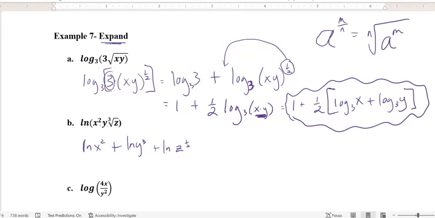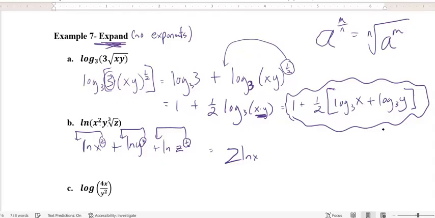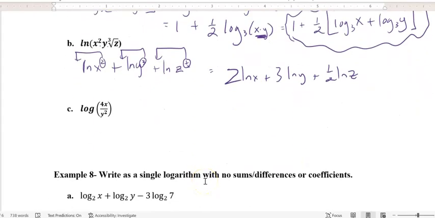And then I've kind of done the goal of expansion, but I could make the directions a little bit better. Let's say no exponents allowed. Expand with no exponents. All right, so that means I use my power rule to bring all these guys down. And my final answer looks like this. 2 times the natural log of x plus 3 times the natural log of y plus 1/2 times the natural log of z. Okay, one more for this video.